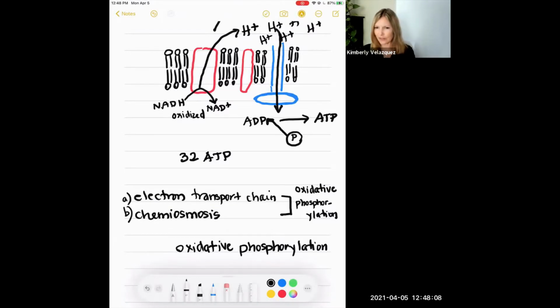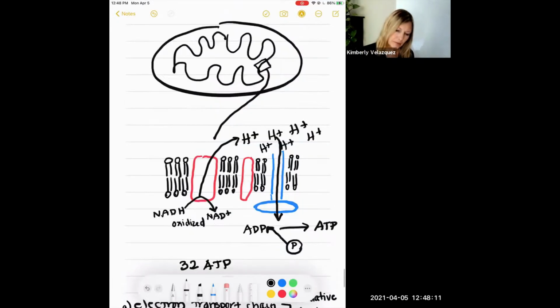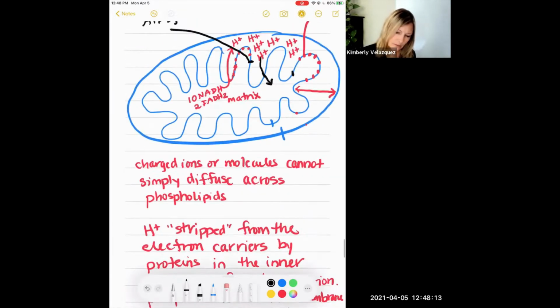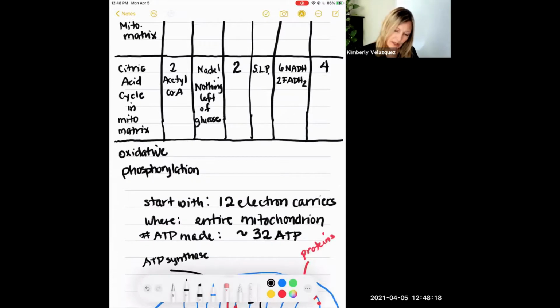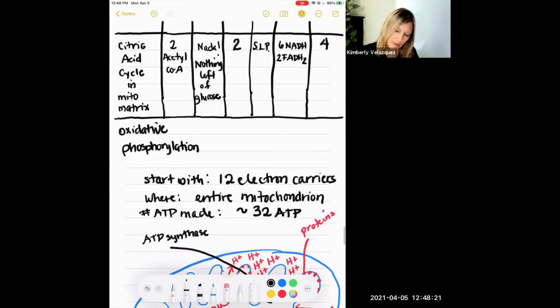Okay, so if we tried to fit that into the chart up above, here's our chart. Again, we just start with the 12 electron carriers and we make 32 ATP really by chemiosmosis. I mean, the chemiosmosis part is where they get made. They say that they're made by oxidative phosphorylation, but they're made during the chemiosmosis part of that. I would never ask you a question to make that distinction. I would just ask you how many ATP are generated during oxidative phosphorylation.